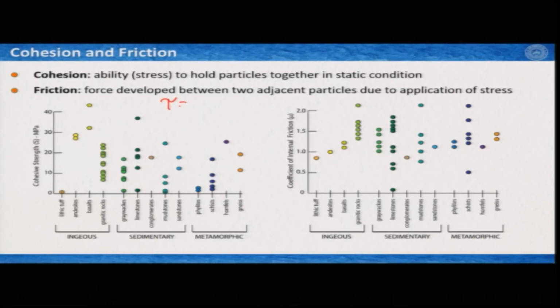Now, in the previous equation we wrote in general, tau equal to cohesion plus mu multiplied by sigma n. This is the equation we have figured out. This is the Mohr-Coulomb failure criteria. Now, the question is, is there any relationship between cohesion and friction?